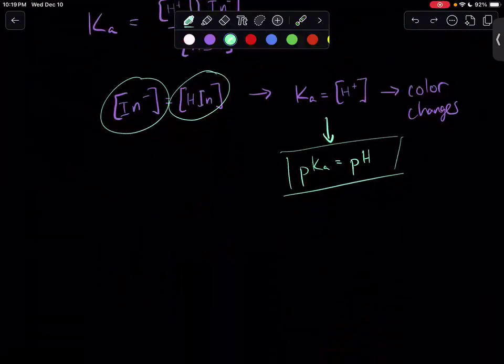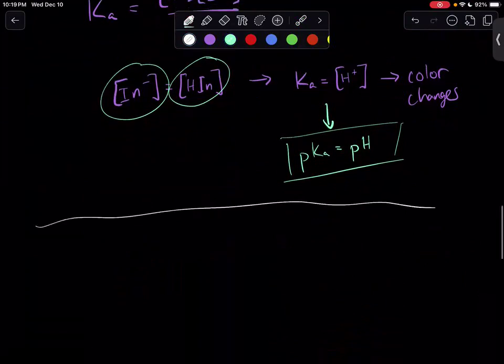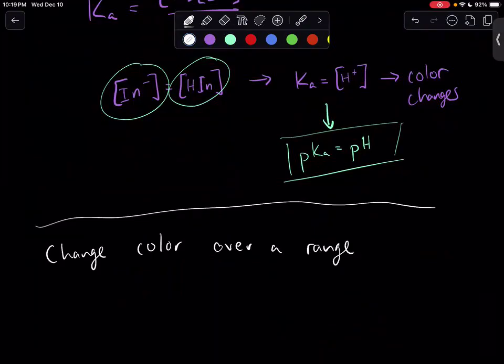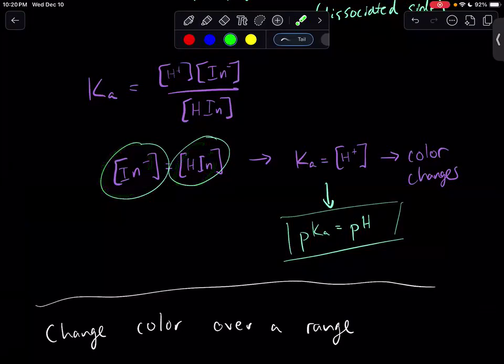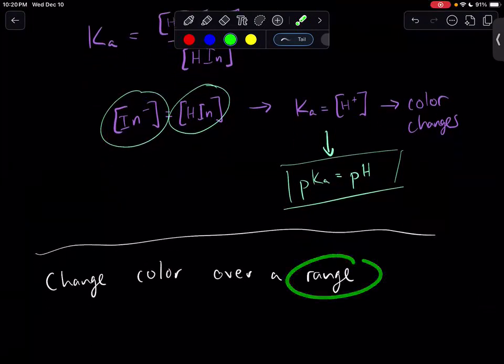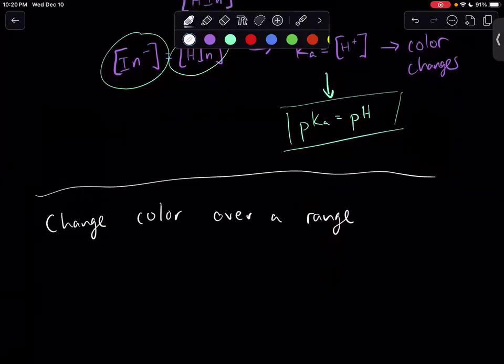So taking this a little further, let's start defining a couple of these terms. So we know that these are weak acids that change color over a range. So usually it's not one exact point because as you start decreasing the amount of one form, you'll increase the other form, but you still won't be all the way to your color A or all the way to your color B. You get that gradient. So they change color over a full range. Now, within that range, that center point, the center of range, that is called the end point.